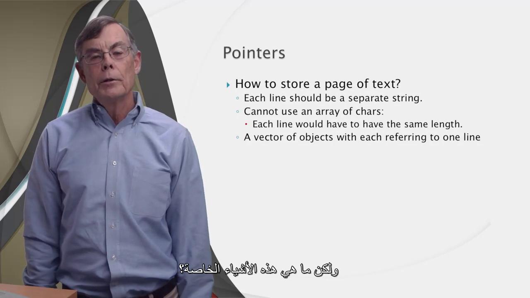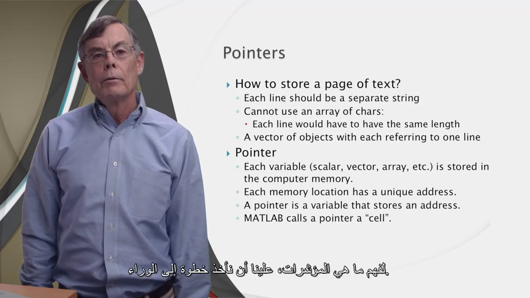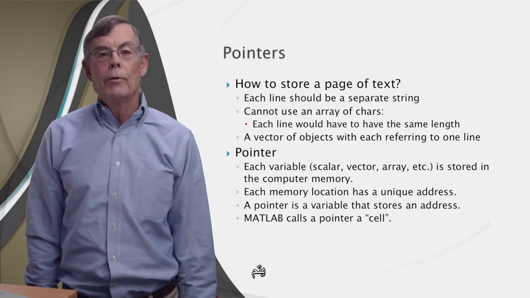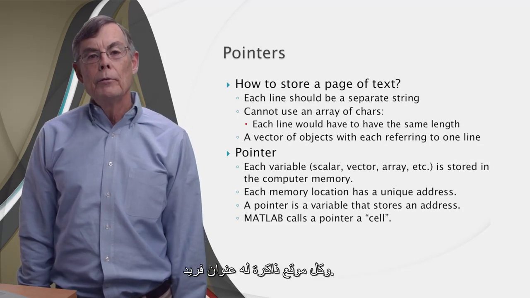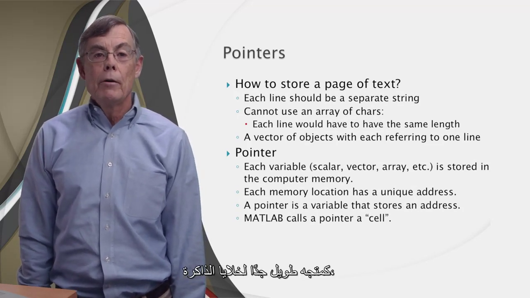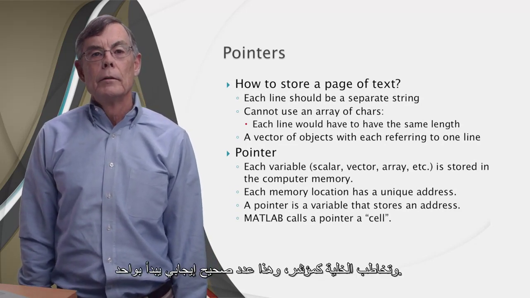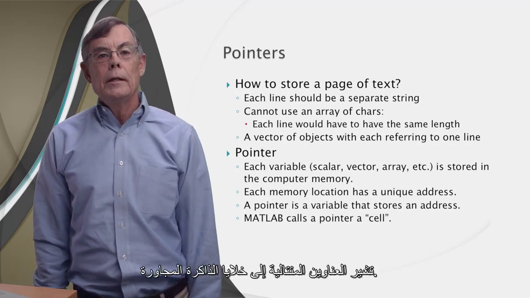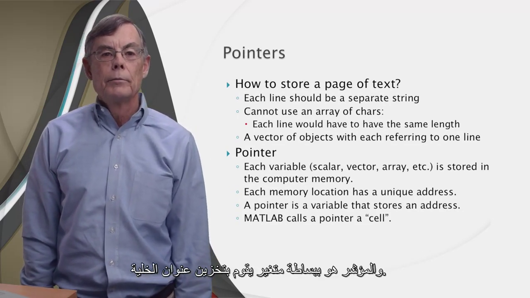Well, what are these special objects? Well, they're called pointers. To understand what pointers are, we have to take a step back. Each variable, be it a scalar, a vector, an array, a struct, or anything else, is stored in the memory of the computer, and each memory location has a unique address. You can think of a computer memory as a very, very long vector of memory cells, and the address of the cell is the index. That is a positive integer starting with 1. Consecutive addresses indicate neighboring memory cells, and a pointer is simply a variable that stores a cell's address.